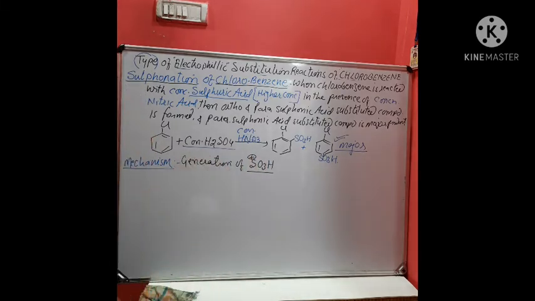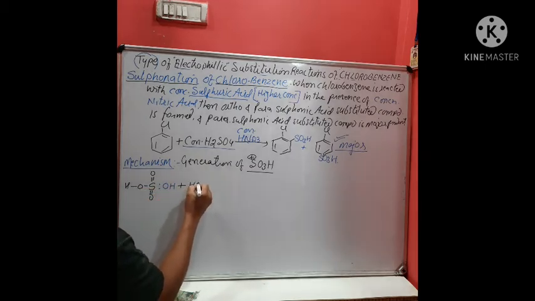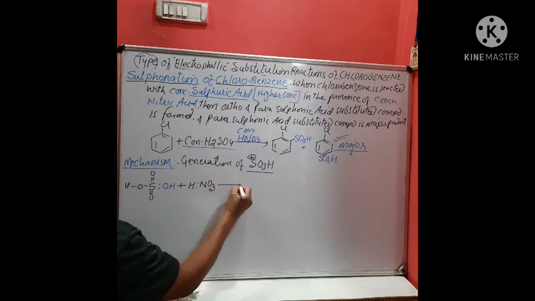So again write its structure. This is S double bond O, double bond O. This is O and H, and there is a bond between S and O. Write it in this way, okay? That is in the form of a Lewis dot structure. And now what about HNO3? The HNO3 is written in the form of H and the bond between N.